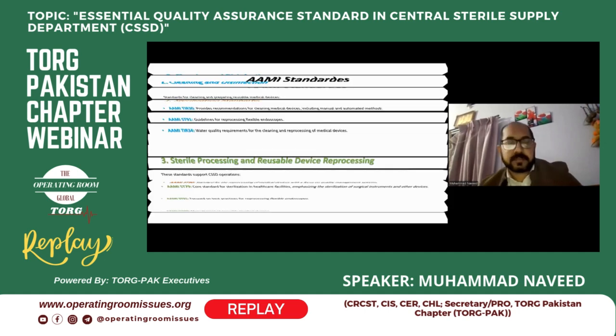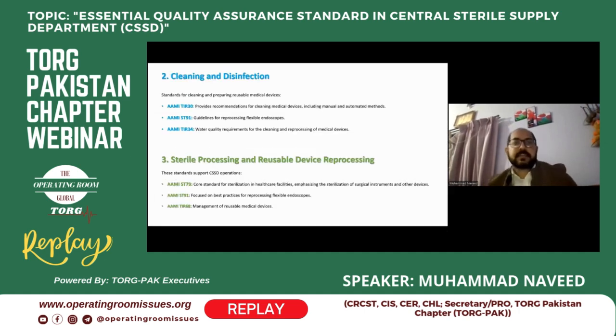The second most important standard area is cleaning and disinfection. There are three standards we are using for cleaning and disinfection. The first one is TIR 30, which provides recommendations for cleaning medical devices, including manual and automated methods. Whether we are doing manual or automated methods, these are the standards we have to follow.